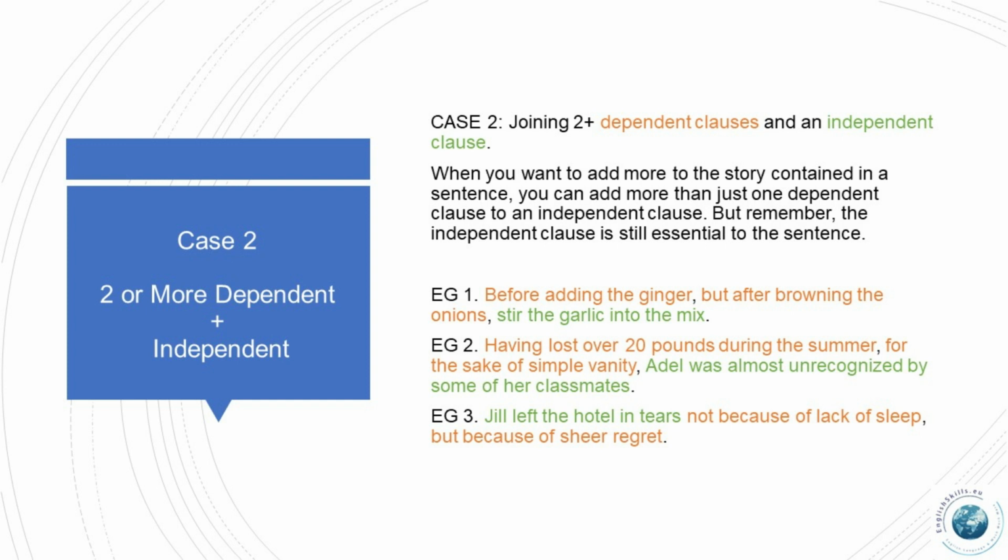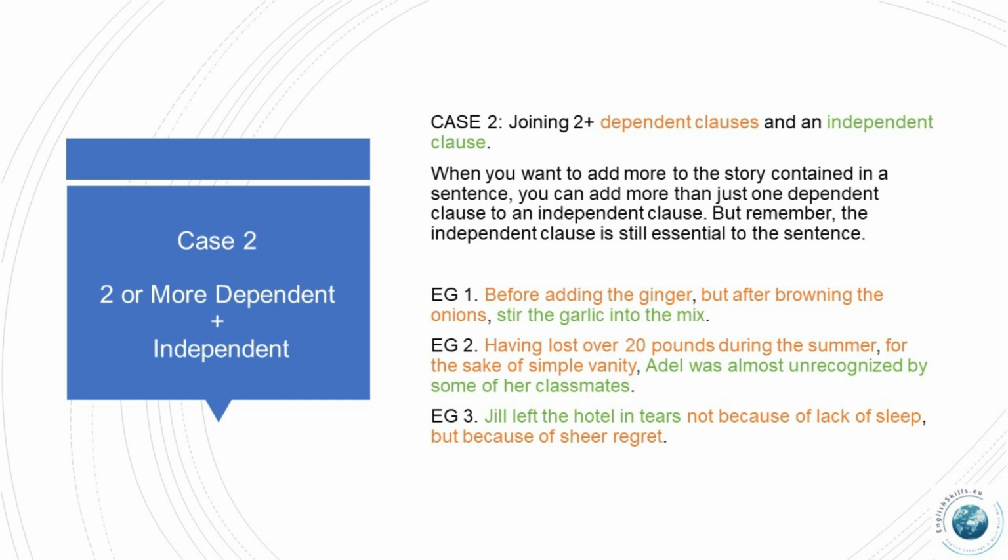Example 2. Having lost, we have the verb plus ing. Therefore, we're going to have a main subject. You can see at the beginning of the green part, it's Adele. Having lost over 20 pounds during the summer, dependent. For the sake of simple vanity, again, it just gives us some extra information about Adele. Adele was almost unrecognized by some of her classmates.